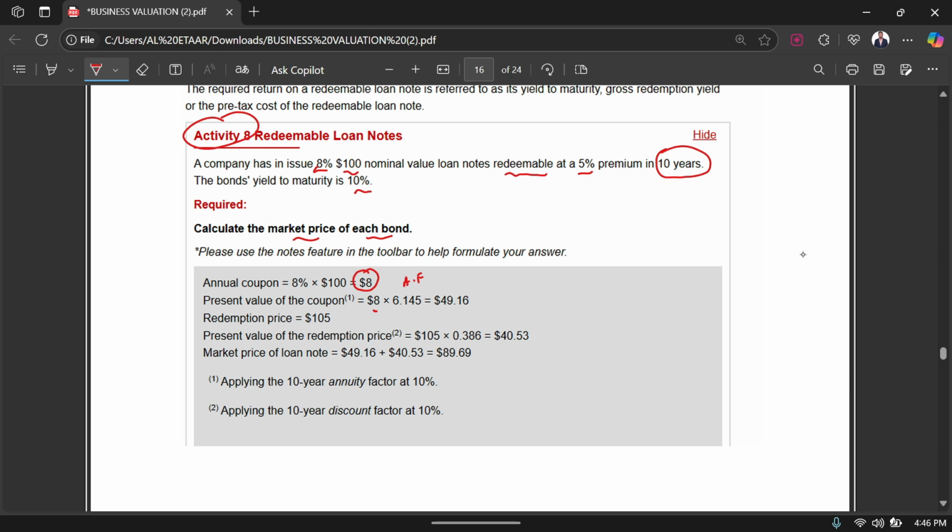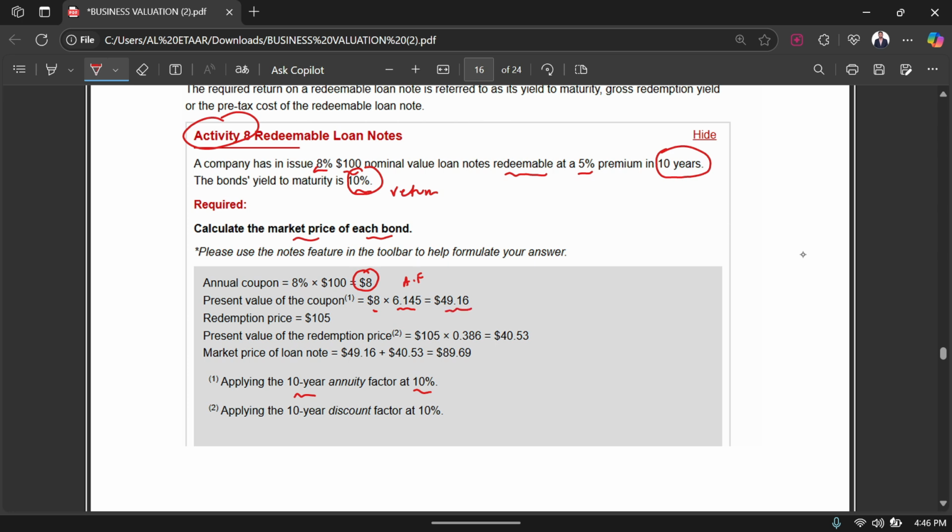We are going to apply the annuity factor of 10 years at 10%, because 10% is our yield to maturity or our return, right? Yield to maturity means return. So 10% for 10 years. The annuity factor, you can check this in the table, is 6.145. So if I multiply it by 8, I get the present value of my interest, which is 49.16.